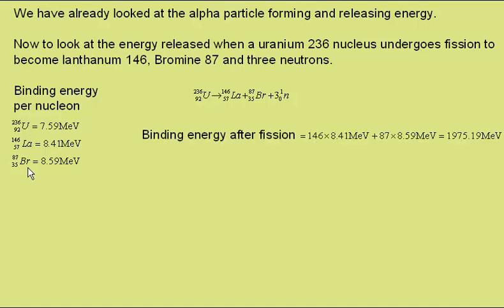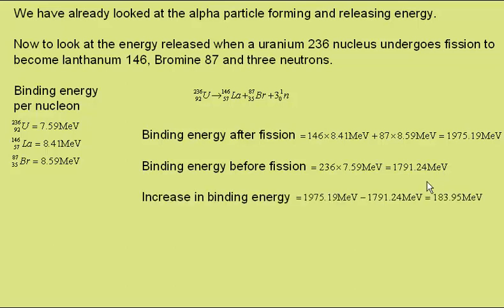So the binding energy after fission is equal to 146 nucleons multiplied by the binding energy of lanthanum plus 87 nucleons multiplied by the binding energy of bromine, giving a binding energy after fission of 1975.19 MeV. The binding energy before fission is equal to 236 nucleons multiplied by the binding energy of uranium-236, giving 1791.24 MeV.